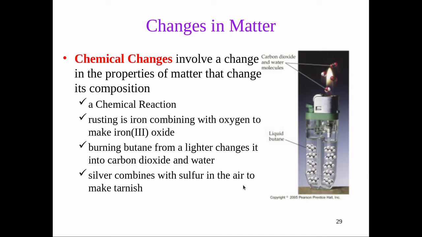Another example would be when silver tarnishes, right? So rusting is iron meeting oxygen, but the tarnish on silver has to do with when it comes in contact with sulfur that's in the air.